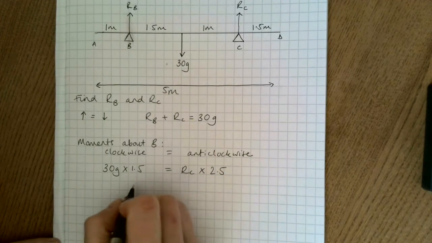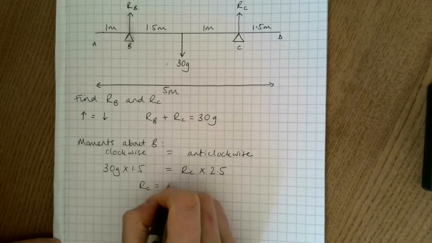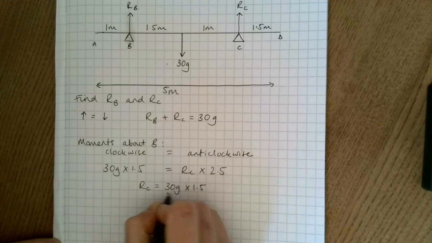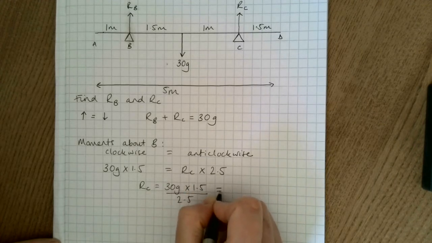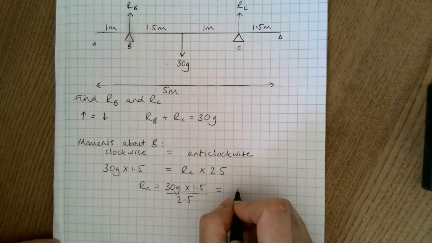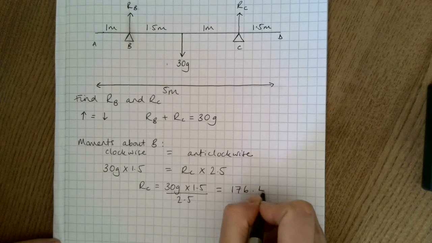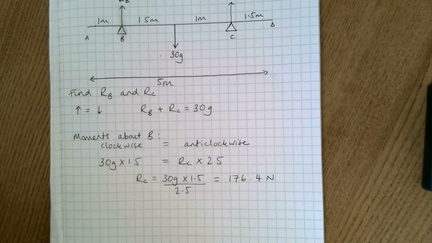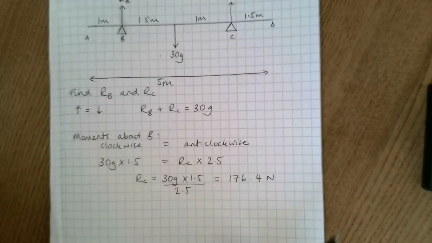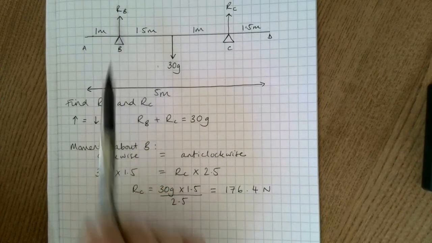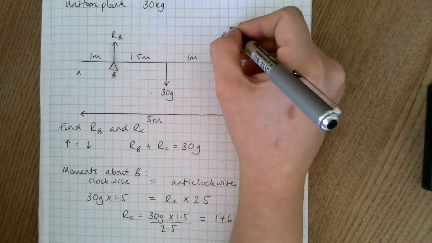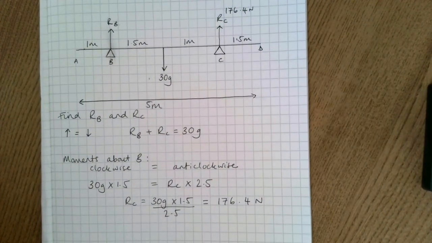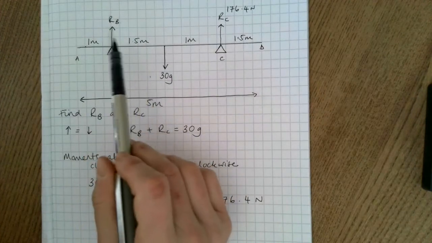So if I rearrange that and put it in my calculator, RC is equal to 30G times 1.5 divided by 2.5. So it comes out as 176.4 newtons. Now we've got two options of how we find RB. So we've got RC. I'll write that up on my diagram so that I remember that I found it.